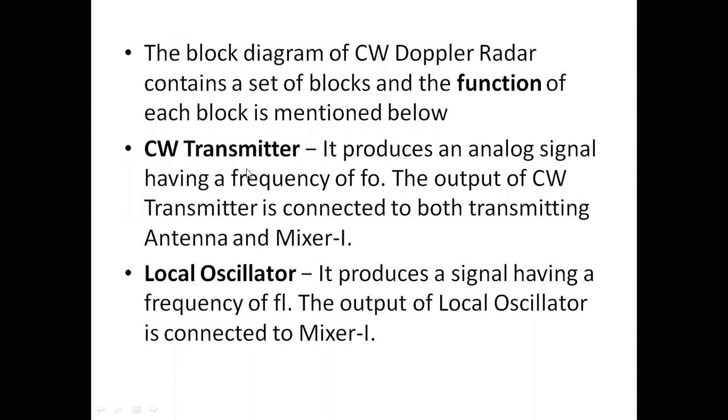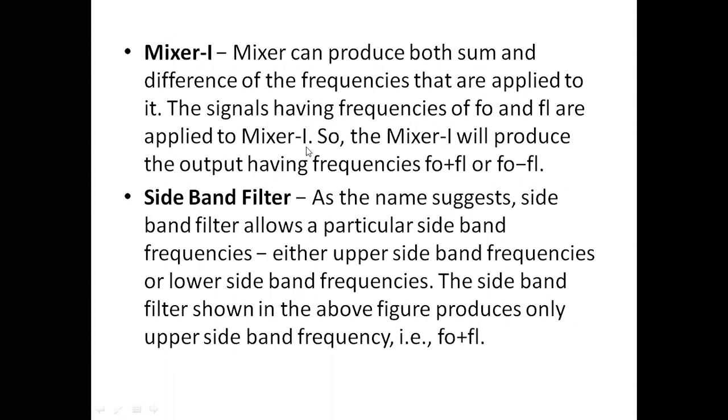And next, it is also connected to the mixer. Mixer has two signals. One is from the continuous wave transmitter. One is from the local oscillator. The local oscillator produces the signal which is having the frequency fl. Mixer generates the sum and difference of those frequencies. That is, we can get f0 plus fl, where f0 is the continuous wave transmitter frequency and fl is the local oscillator frequency, and the difference is f0 minus fl.